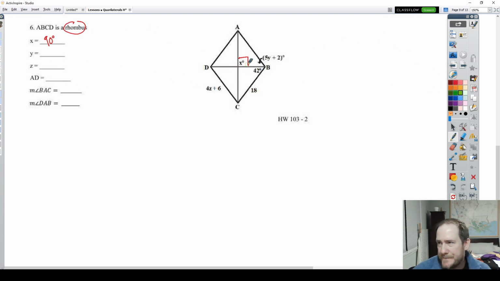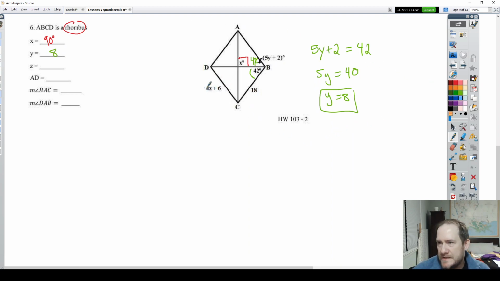Then they want y. Well, y is this angle. And I see this angle is 42. And that is another property of rhombuses, which is that the diagonals bisect these angles. So if this guy down here is 42, this guy up here is 42 as well. So we can write an equation where the 5y plus 2 is equal to 42. And then we'll subtract 2 from both sides. Get a 5y that equals 40. We'll divide by 5 and get a y that equals 8. And that's not too bad, I don't think.